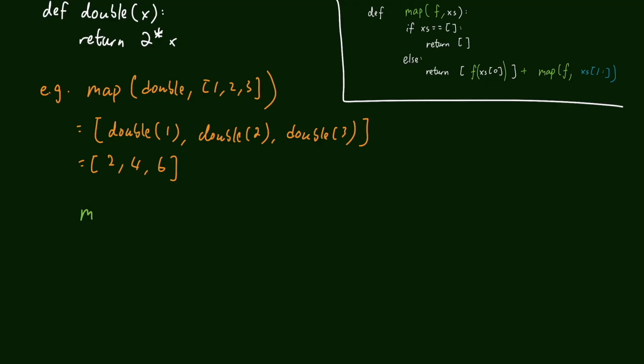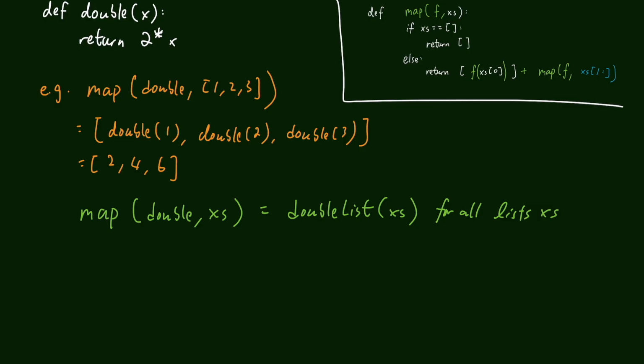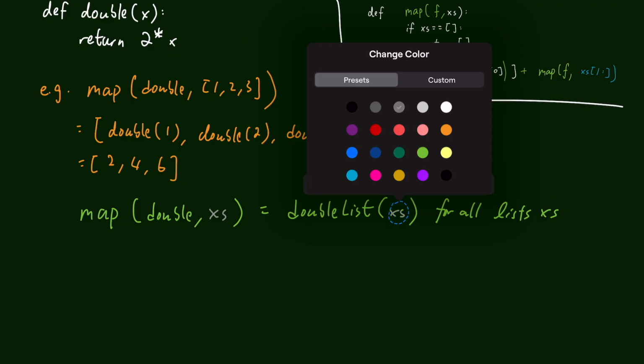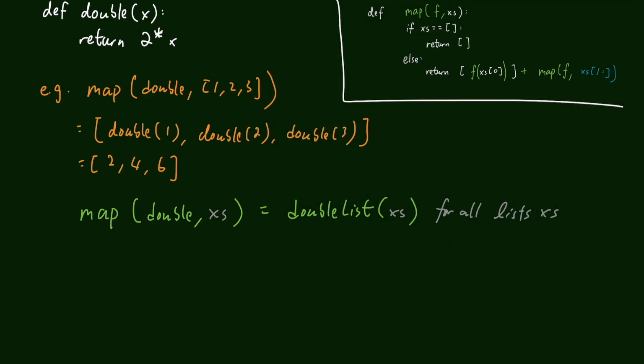Generalizing this idea, it is easy to see that map double xs is equal to doubleList xs for all reasonable lists xs. And if we observe that both sides of the equal sign contain xs, let's ignore it. And we can say, more or less, map double equals doubleList. So the lesson learned is that we can write our doubleList function with map, which converts the function double that acts on a single number into one that acts on lists of numbers.